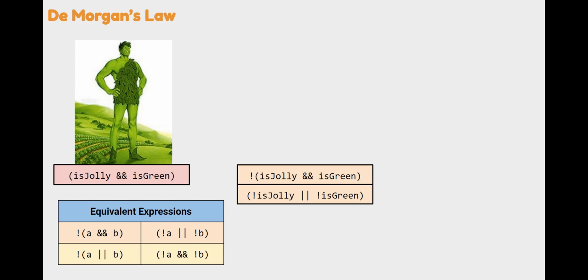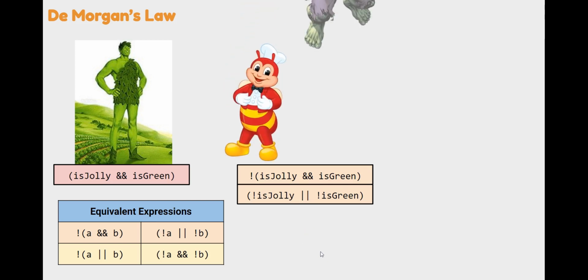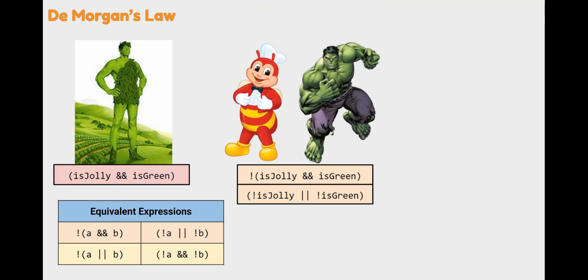If we were to imagine some characters to make these equivalent Boolean expressions evaluate to true, you might think of Jollibee, or you can also think of the Incredible Hulk. Looking at Jollibee, Jollibee is jolly. However, Jollibee is not green. So you can be one of these two things, or you could be neither of these two things.